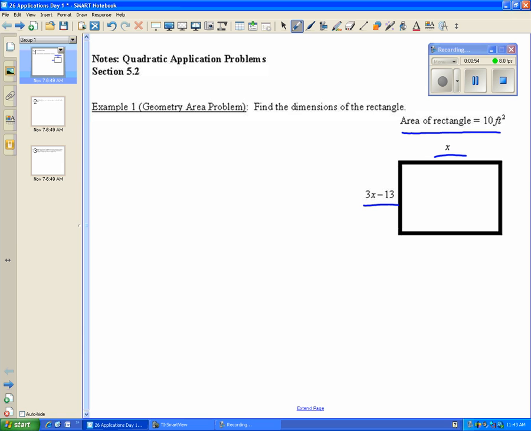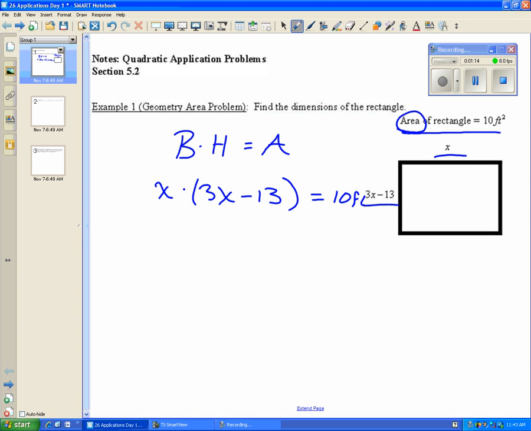So how do you find the area? Why area? Because I'm given the area. Well, to find the area, it's base times height is equal to the area. The base, well, that's x. The height, well, that's 3x minus 13. That's equal to 10 feet squared. Scoot that over so we have a little more room. So base times height is equal to my area. That's the formula I'm going to use.